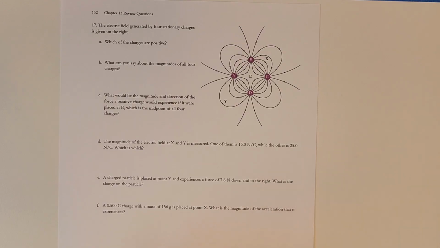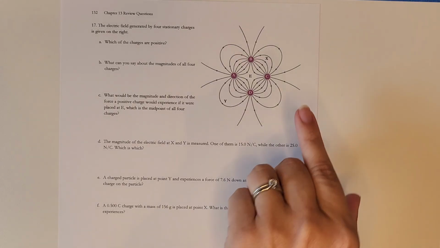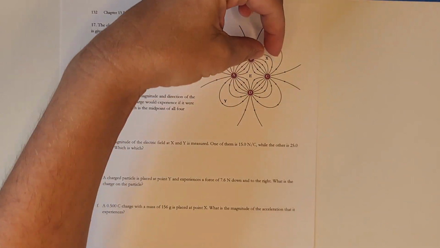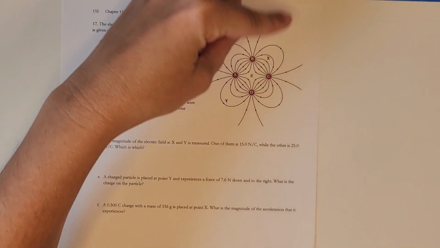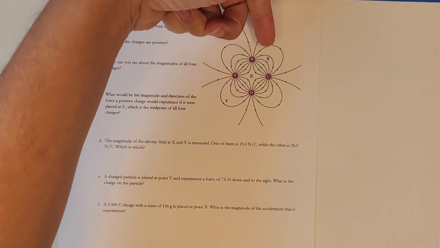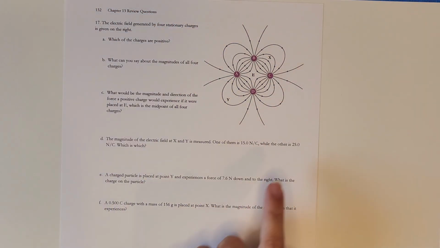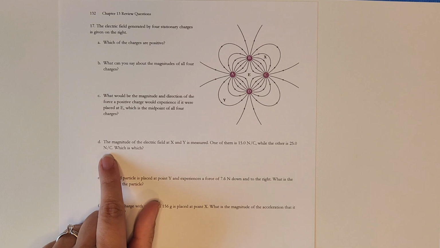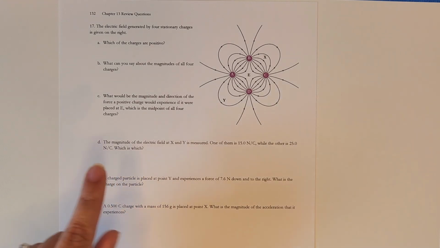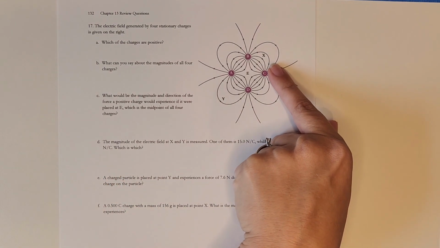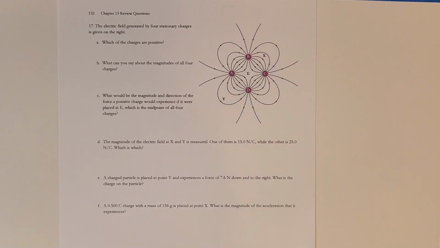Just like in question 16 and that last problem, the number of lines shows the magnitude of force. So there's more force going on here than at here, and so this is the higher number between the two, and this higher number has to be the X value. And the electric field must be larger there.